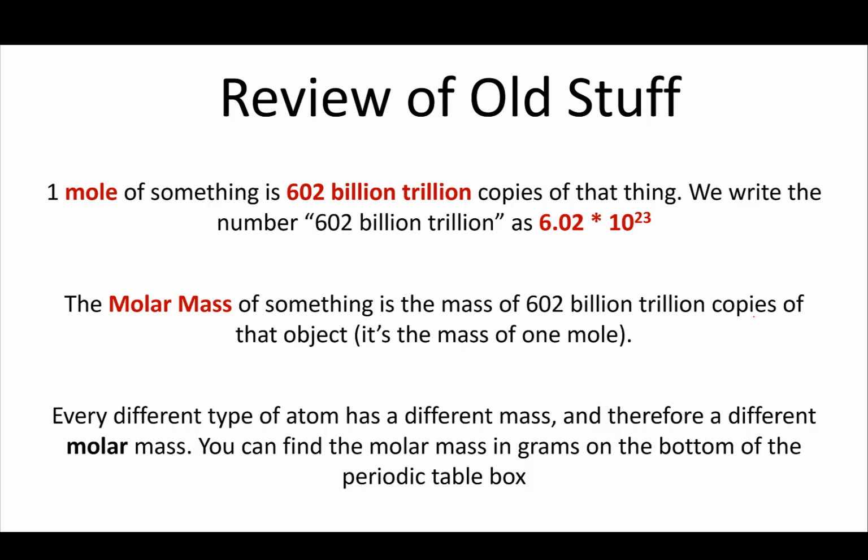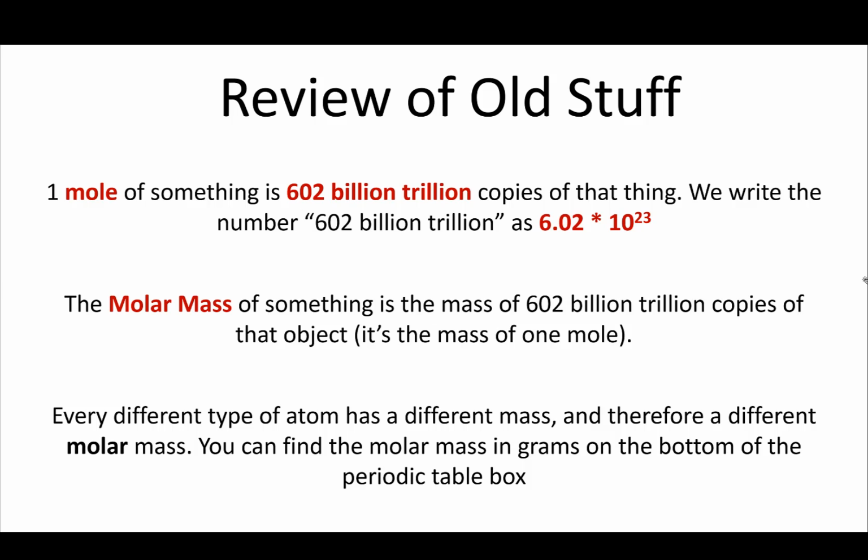We learned about the mole, and 1 mole of something is 602 billion trillion copies of that thing. We normally write the number 602 billion trillion as 6.02 times 10 to the 23rd power. In fact, in chemistry, whenever we're dealing with a very, very big number, we normally write it as a small number multiplied by 10 to a large power because it makes it much easier to write and think about. We also learned that the molar mass of something is just the mass of 602 billion trillion copies of that thing, so it's the mass of 1 mole.